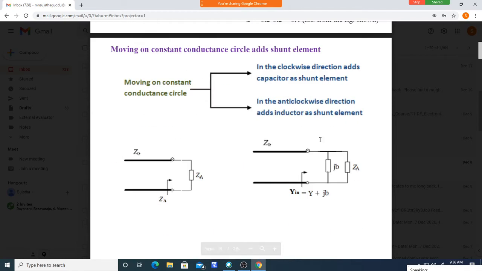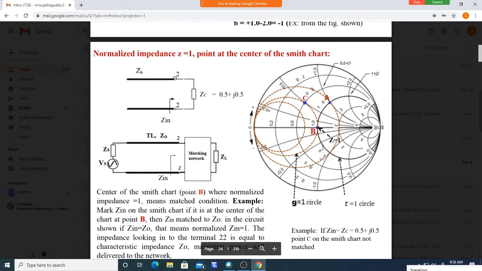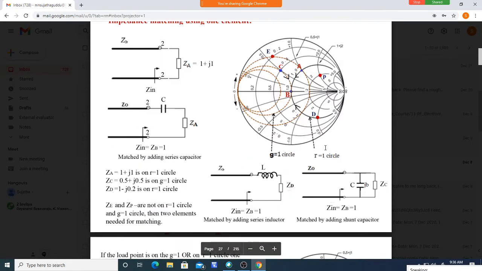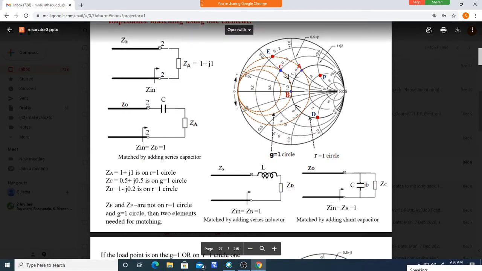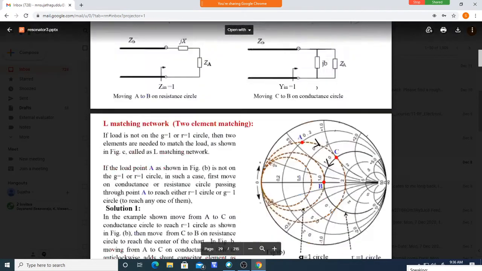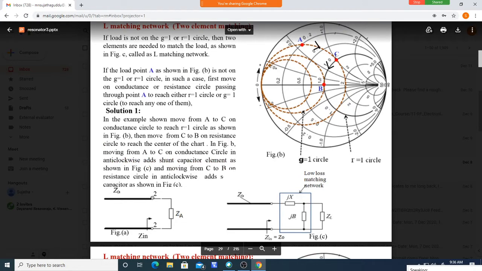In the previous impedance matching, what we did was move from here to here and from here to here on the resistance circle in the anti-clockwise direction. It adds a capacitor. But what is the value of the capacitor? How do you find it? This is the procedure.